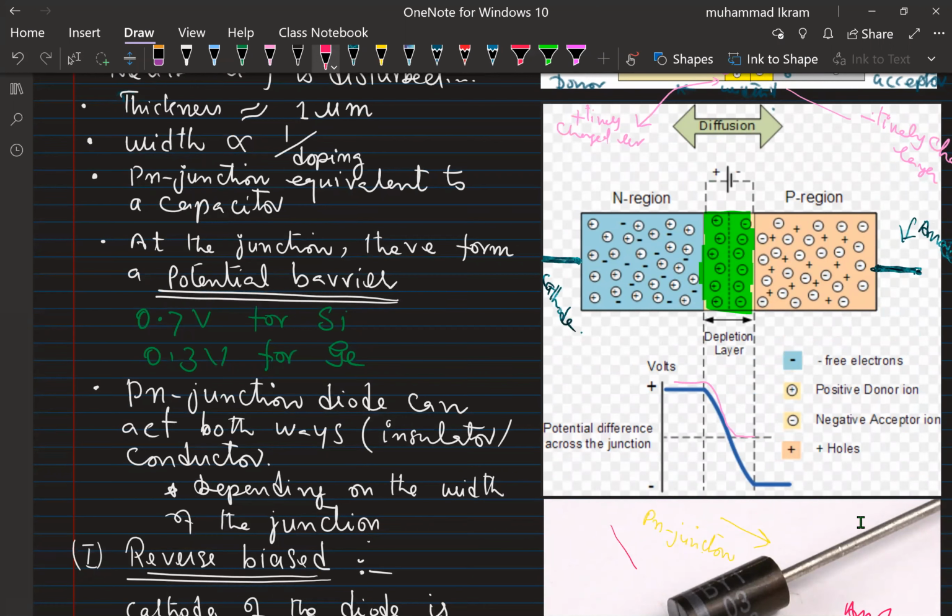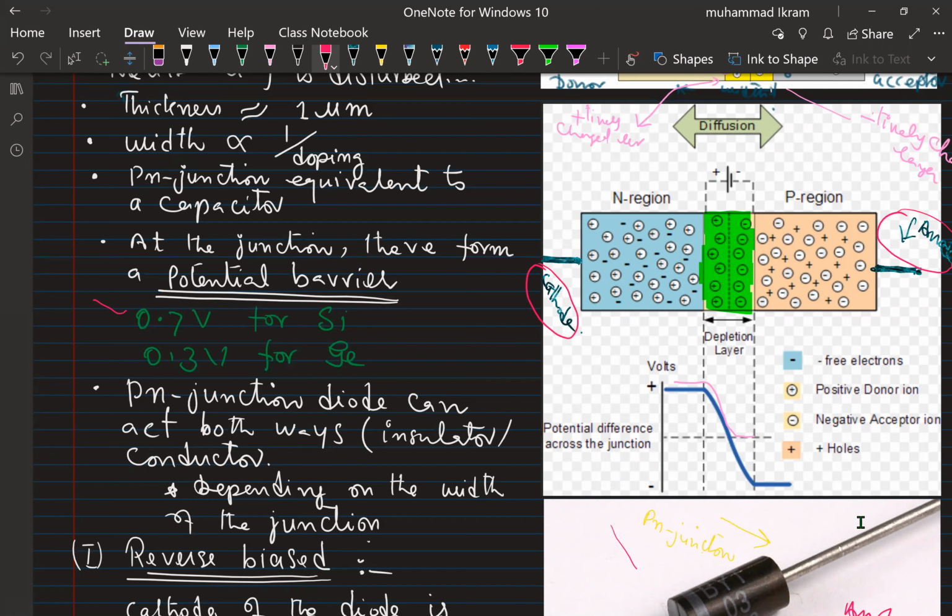The one on the N side and the other on the P side, and the entire assembly is cased inside a glass seal. This terminal we call the anode of the diode, and this terminal we call the cathode of the diode. Now, as I told, the potential barrier is 0.7 volt. No electron can cross the junction in their normal condition.